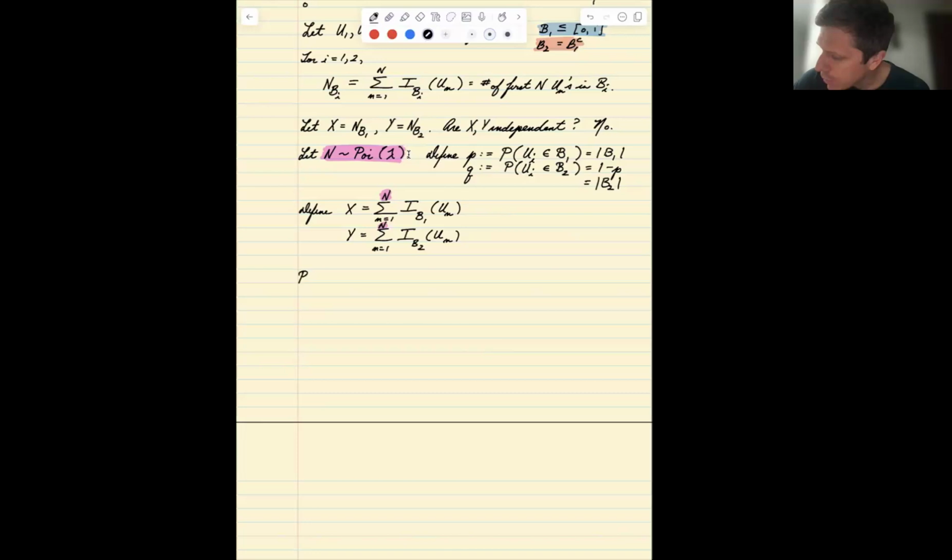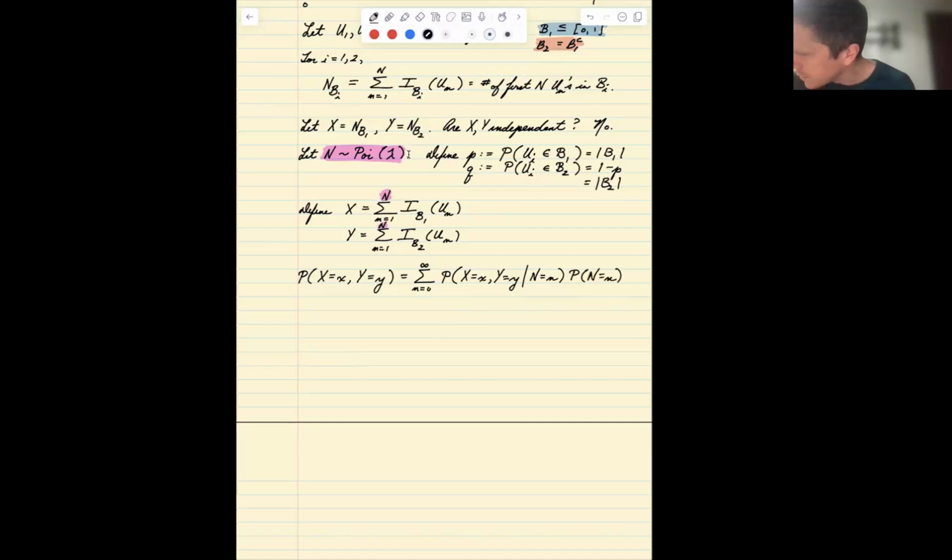Well, now how do we calculate the joint distribution of X and Y? We have random variables X and Y, and they depend on a random variable called N. When we have this, we usually want to work with the law of total probability: the probability that X is equal to x, Y is equal to y, given N is equal to little n, times the probability that N is equal to little n.